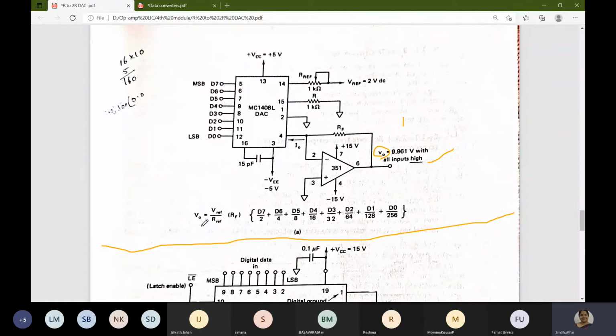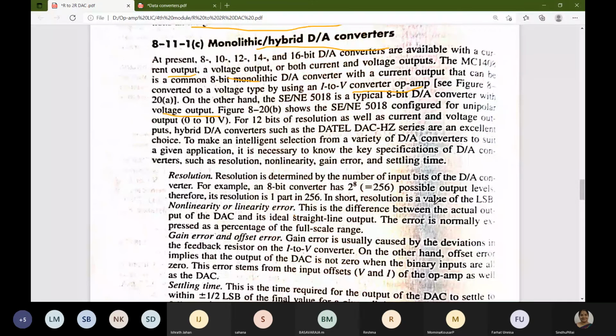Okay, and the formula is the same. V0 is equal to V reference by R reference into RF, multiplied by all these bits, that is D7 by 2, D6 by 4, down to D0 by 256, because this is an 8-bit DAC. Okay, this is an 8-bit DAC, that is the integrated circuit. So MC1408 is a common 8-bit monolithic D2A converter with current output. You have to remember, it is a current output.